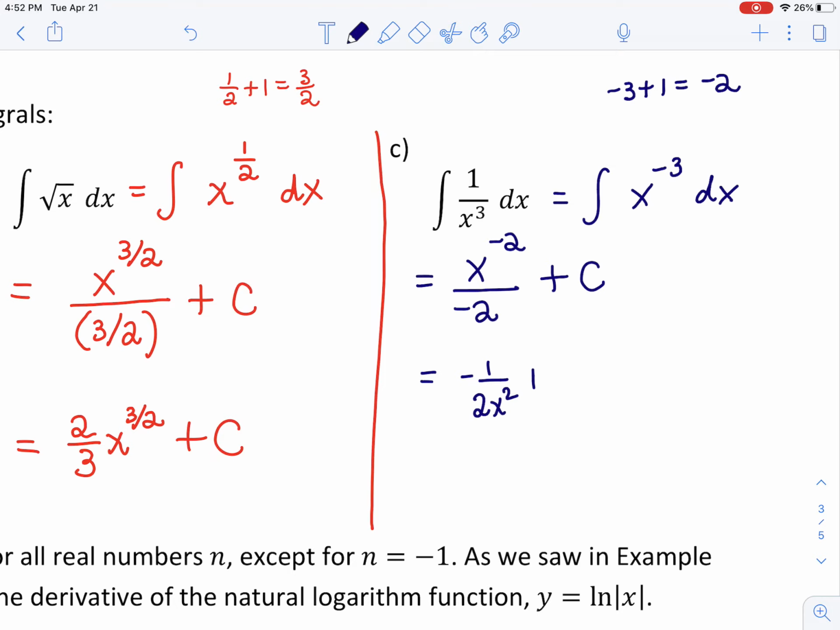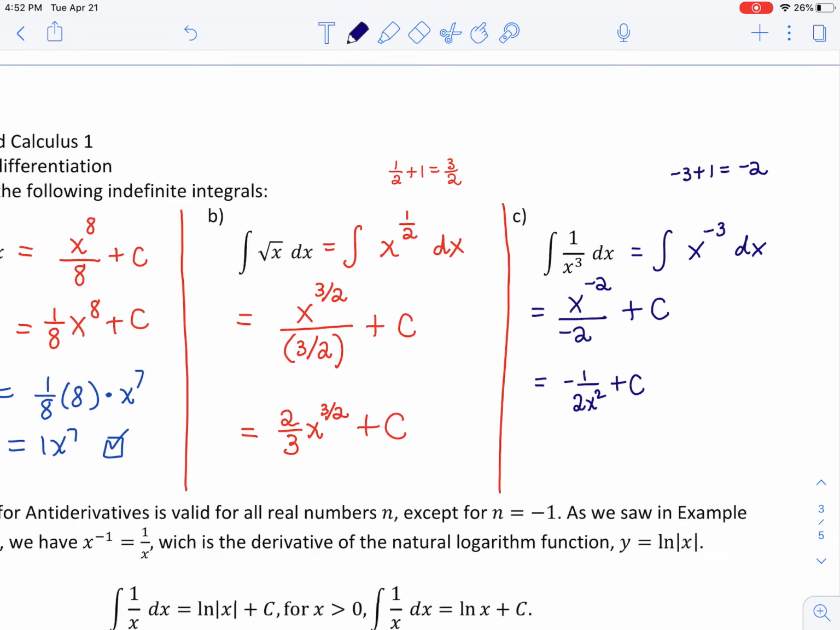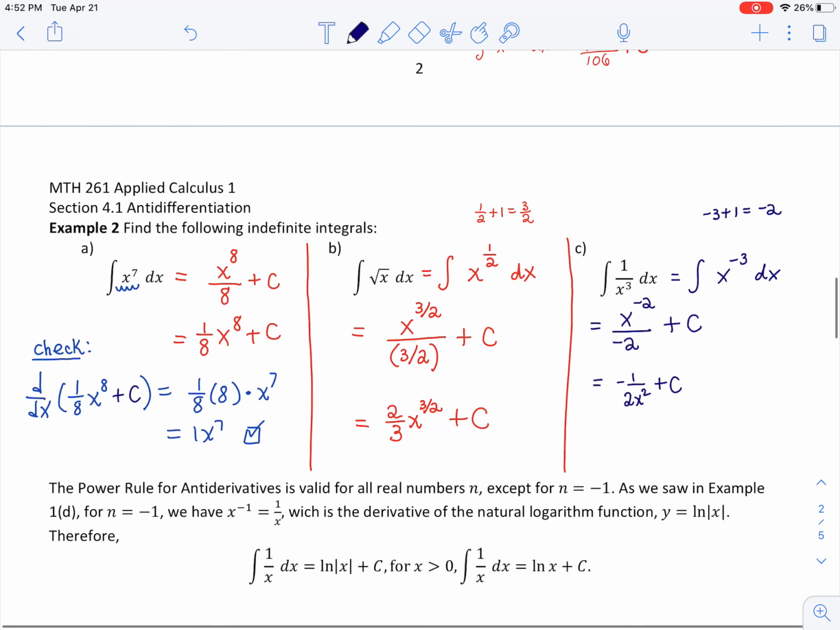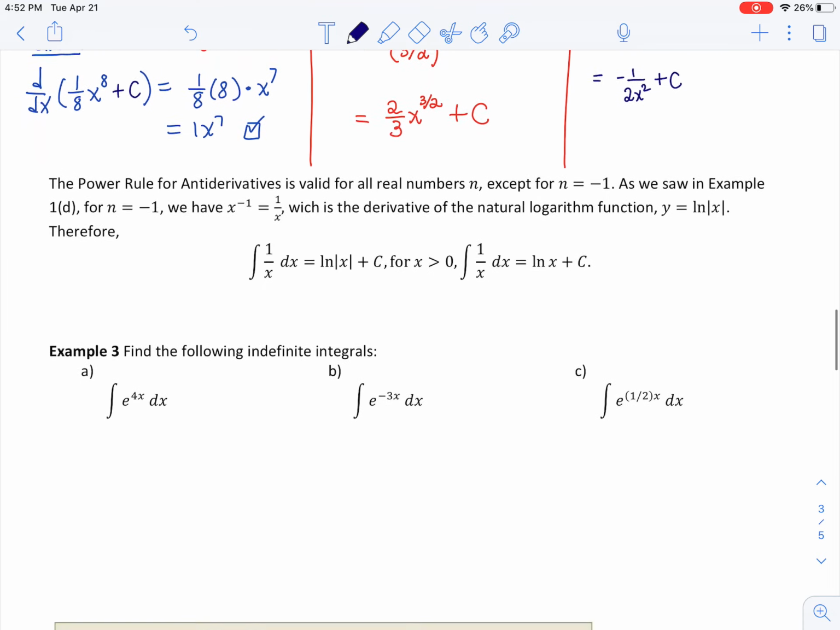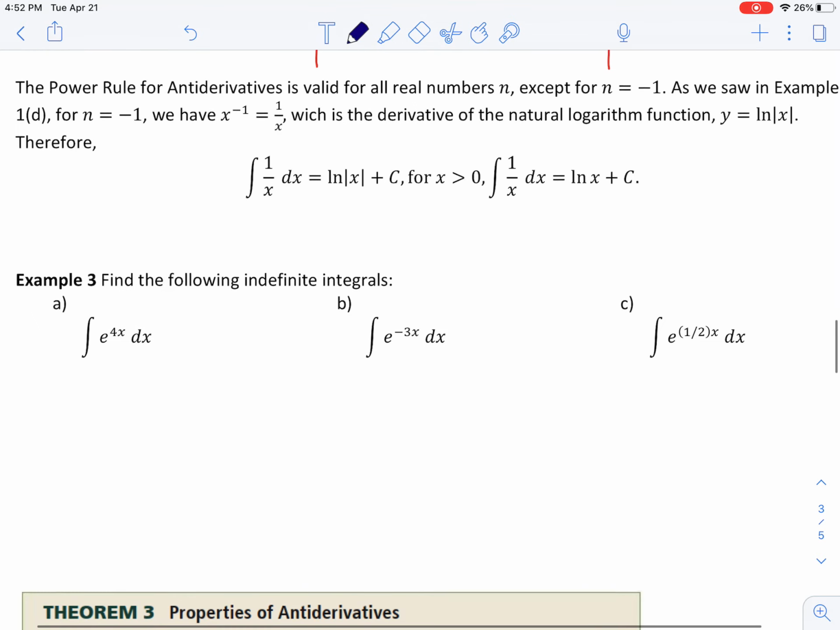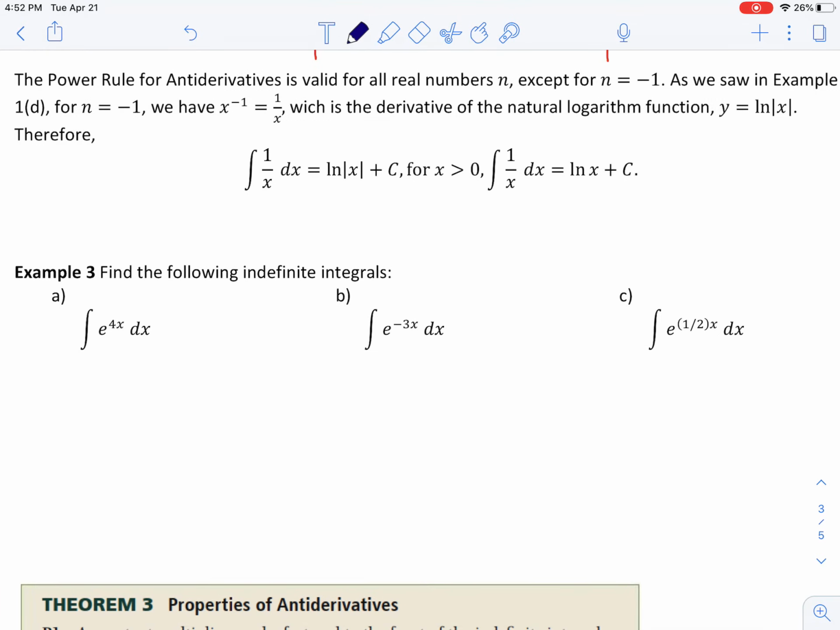Please put that plus c. We sometimes forget, but we don't want to forget. All right. So, that is it. If you want to rewrite it, I guess we can rewrite it as what? Negative 1 over 2 times x squared, plus c. But we found it. If you want to check, you can take the derivative of our answer and see if it gives back 1 over x to the third power, okay?